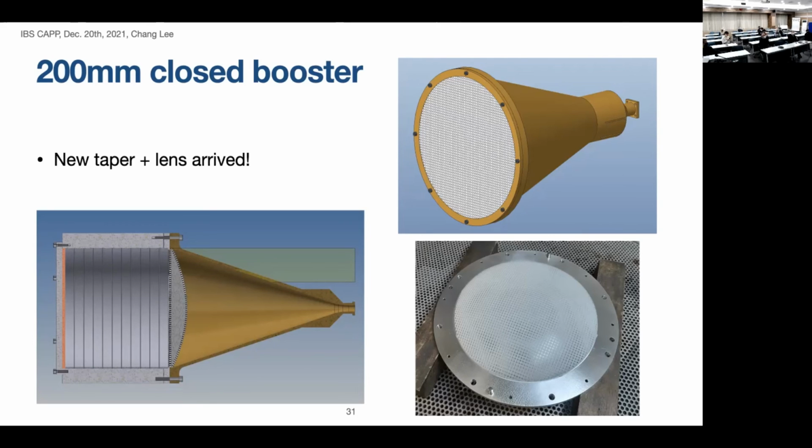Is it a broadband booster? The bandwidth will define how you arrange the disks. Roughly, this is certainly broadband if you think about the cavity. But it's not as real broadband as the broadband design.